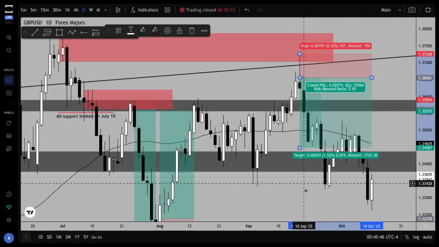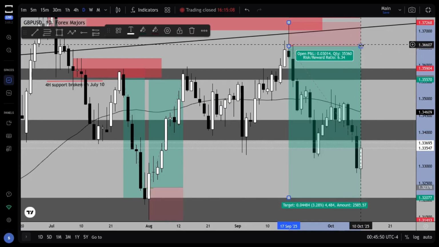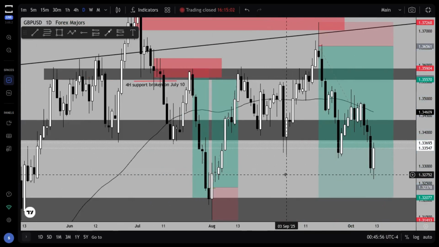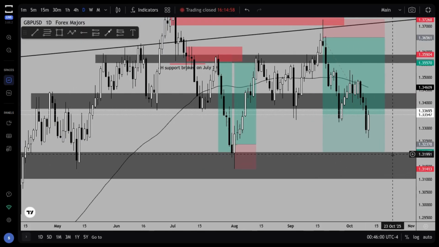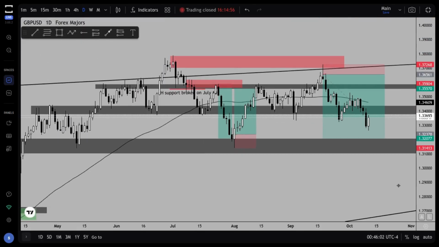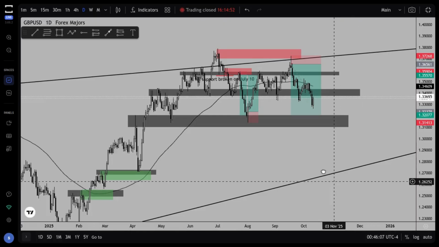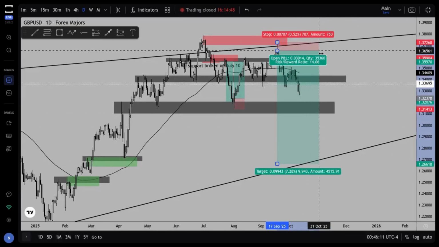So again, here's getting that entry, and then of course you have to go back to the daily because this is a daily time frame trade. It started with daily break of structure, weekly and daily break of structures, the daily spinning top. So you have to consider a daily target. So this is currently where we're at in this trade.